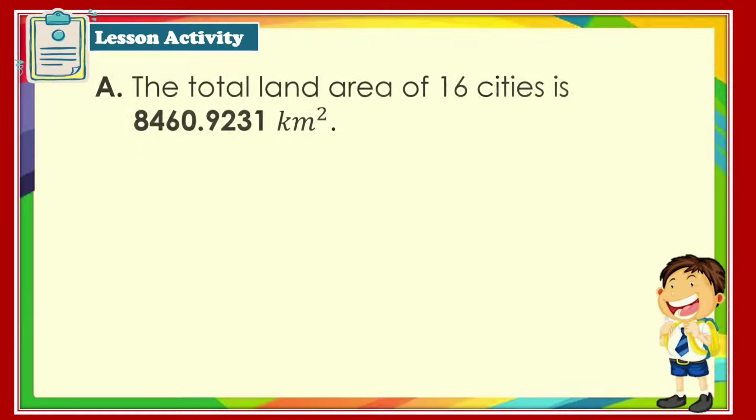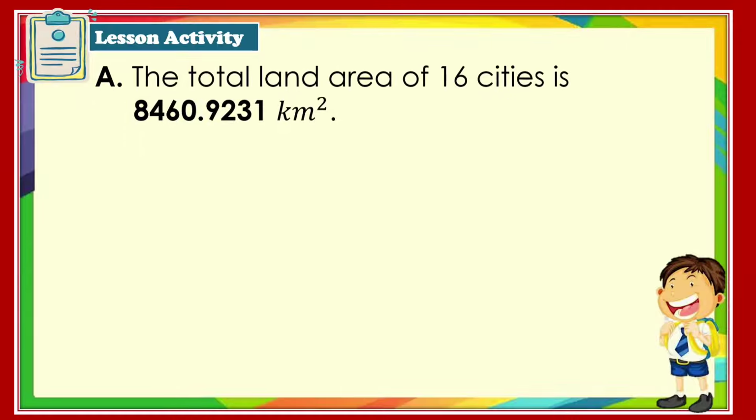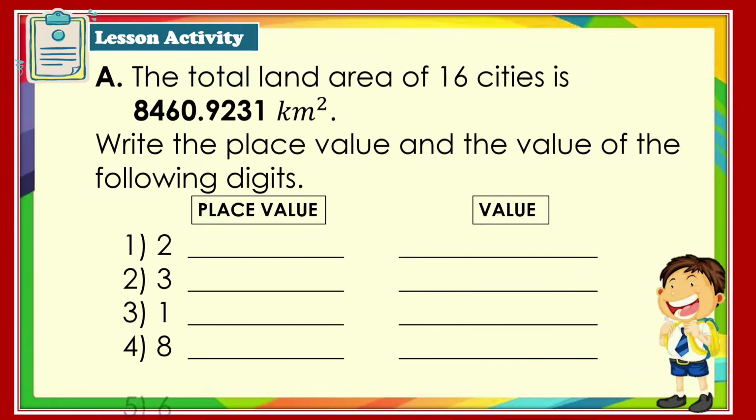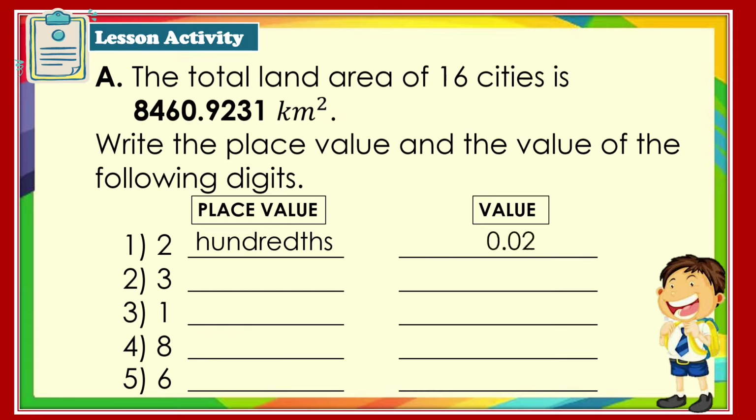For our lesson activity, letter A, the total land area of 16 cities is 8,460 and 9,231 10,000 square kilometers. Write the place value and the value of the following digits. Okay, number 1. What is the place value of 2? That is the second digit from the decimal point. It is hundredths. And the value, how do you get the value? Just multiply the digit by its place value. So 2 times hundredths, that is 2 hundredths.